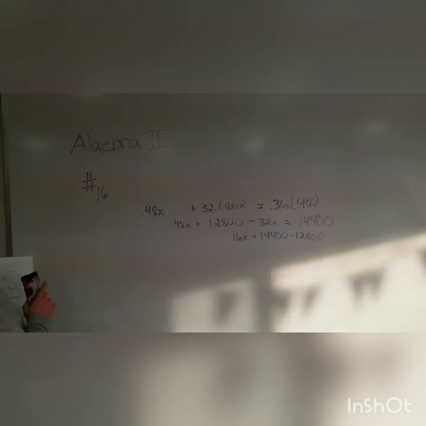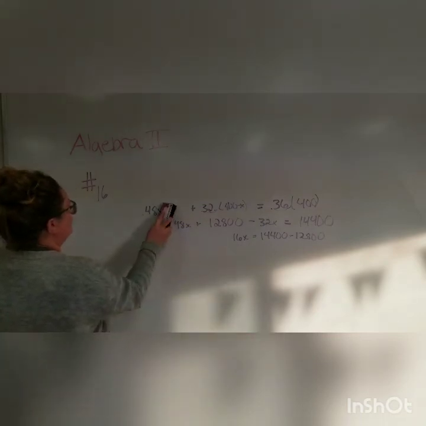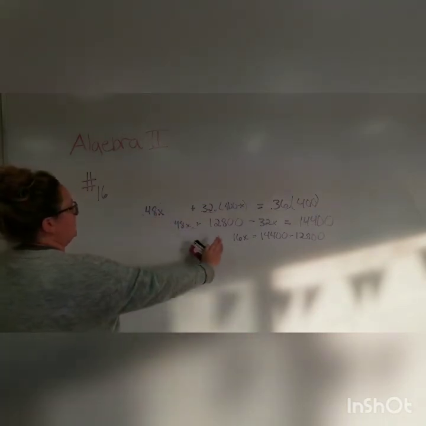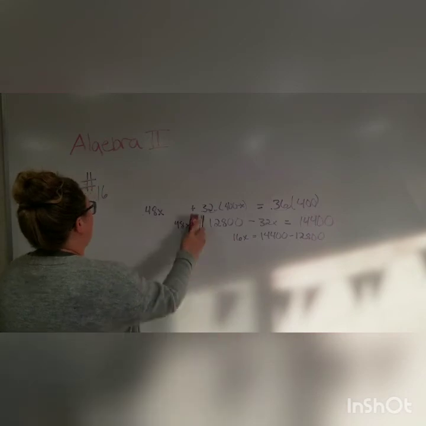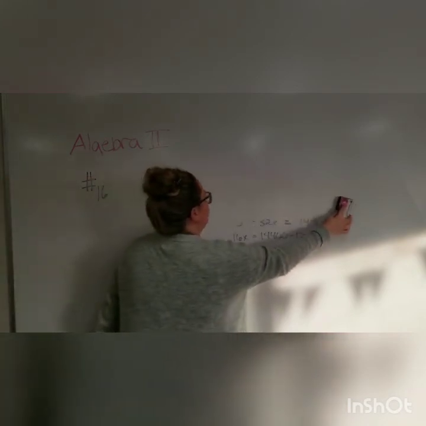and you'll have how much orange juice, because we're solving for x, and orange juice was 48 cents. So they want to know how much orange juice. When you solve for x, you'll have your answer.